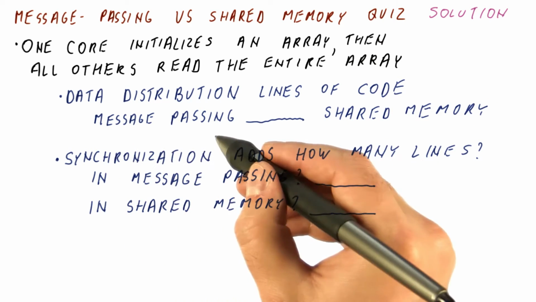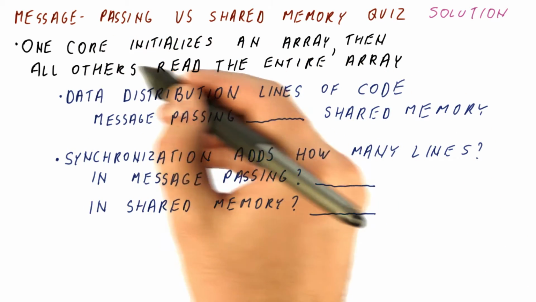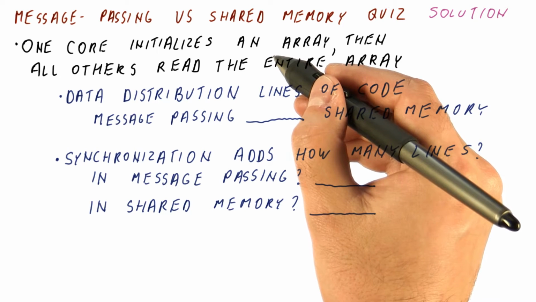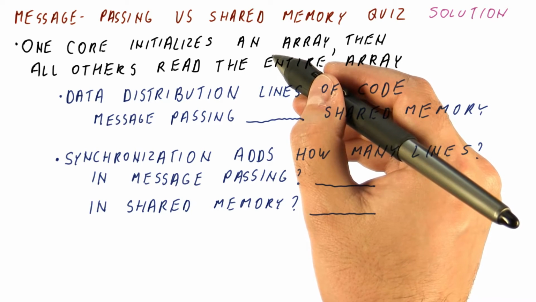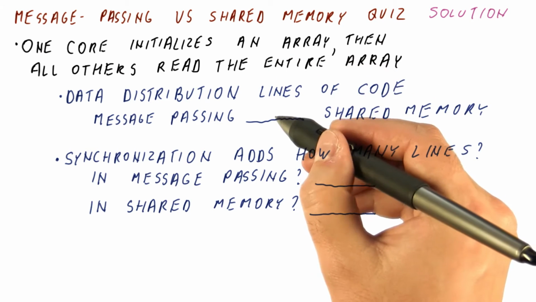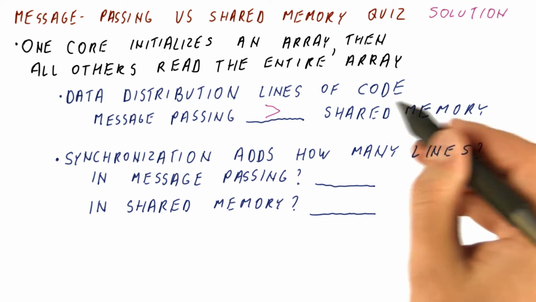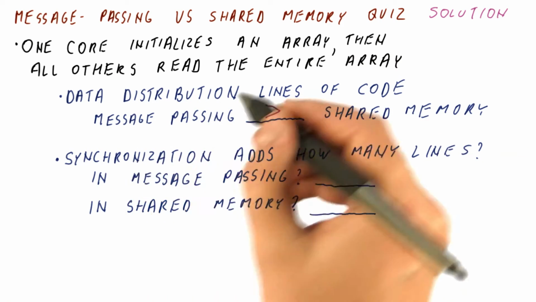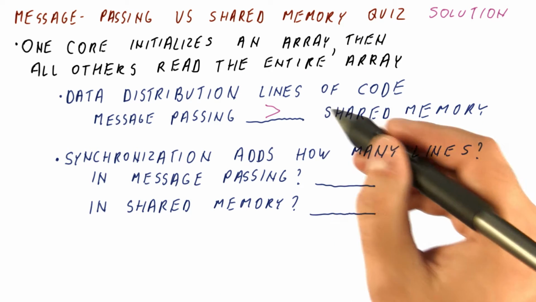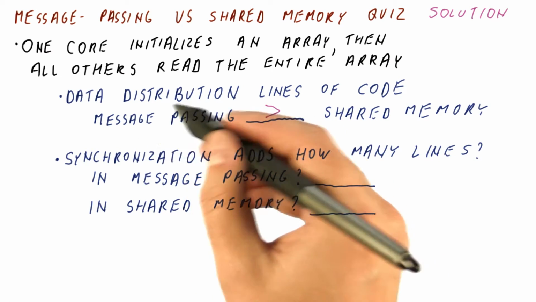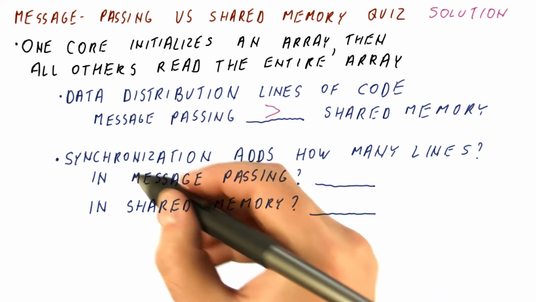In contrast, in message passing, the core that initializes the array now needs to send it explicitly to all the other cores, and the other cores need to receive it explicitly. So there is definitely more lines of code in message passing than in shared memory. Once you have the data distribution, for shared memory, you don't need to do anything for it. For message passing, you need to send and receive.